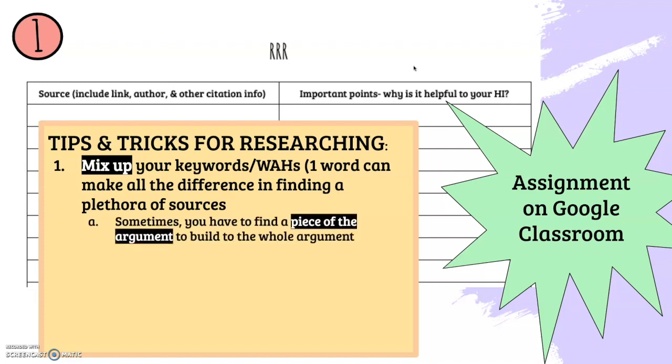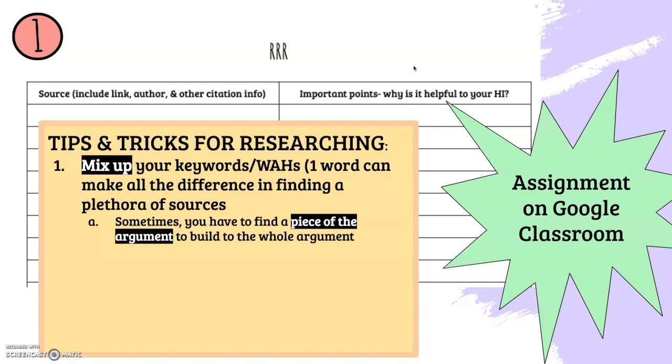Also, you might have to focus on just a piece of the puzzle. Every source you find is not going to perfectly answer everything you need for your HI question. You're going to have to build the pieces together. So if you're looking at the causes, and one of the causes is the sinking of the USS Maine, maybe you research that, and then on the next one you take that out and you plug in something else such as yellow journalism.